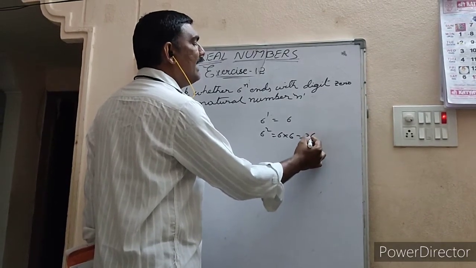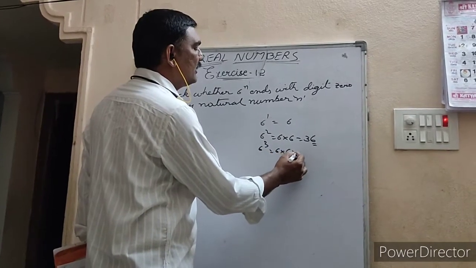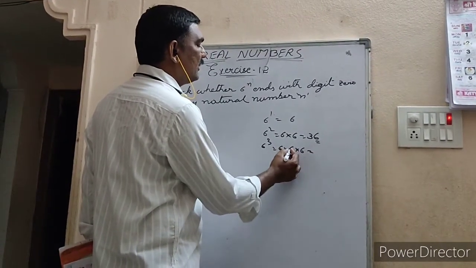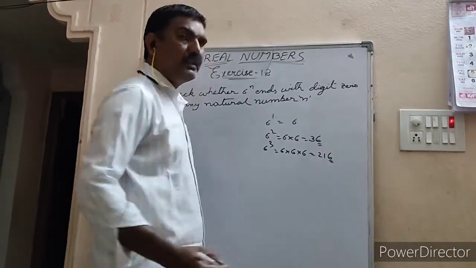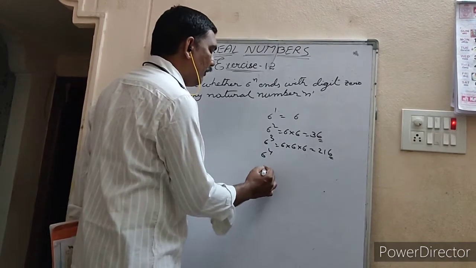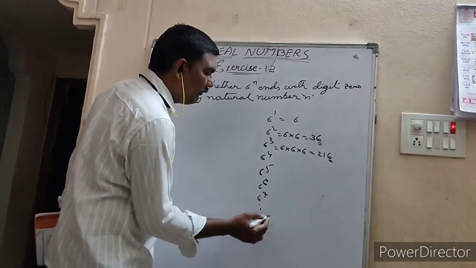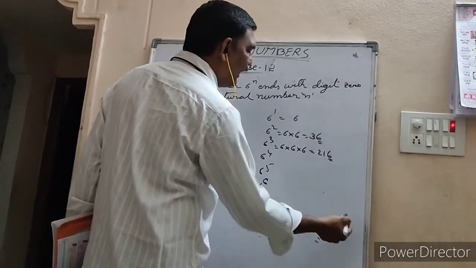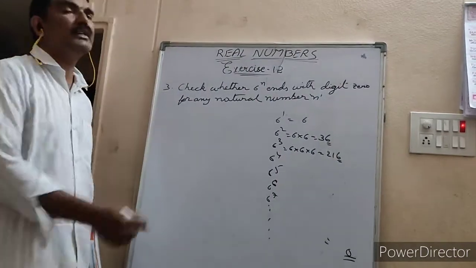It is not ending with 0. Next, 6 cube, 6 into 6 into 6. 6 6s are 36, 36 6s are 216. It is not ending with the digit 0. Like 6 power 4, 6 power 5, 6 power 6, 6 power 7, etc. Any number, its value will end with the digit 0 or not, he is asking for us.